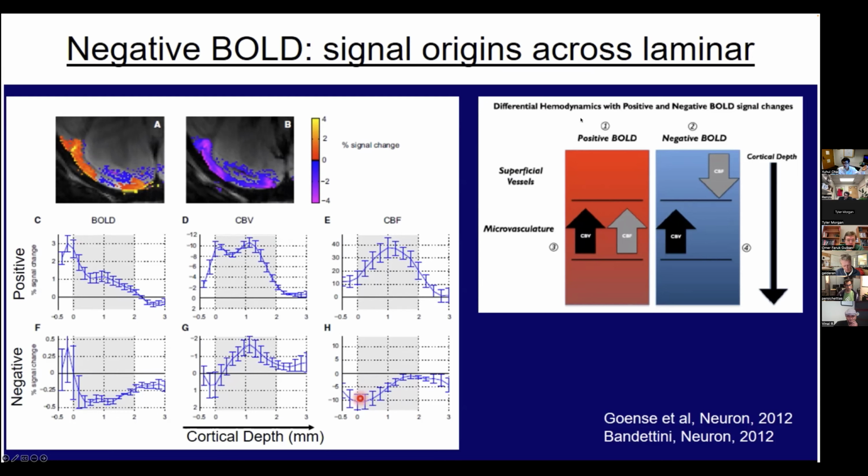And this is a diagram showing the relationship of those. In positive BOLD, BOLD itself will peak in the superficial, and CBV and CBF peak in the middle. But in the negative BOLD, CBF will peak in the superficial. CBV will peak in the middle based on this monkey work, but they are also a little bit negative in the superficial. So the relationship becomes complicated in the negative BOLD.